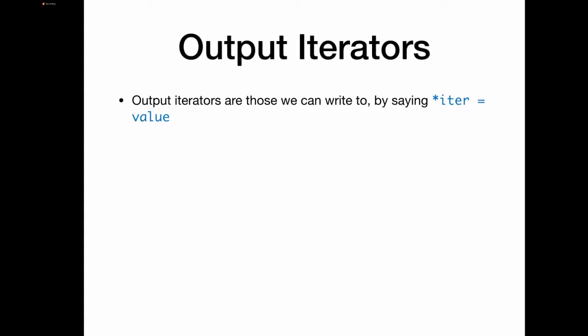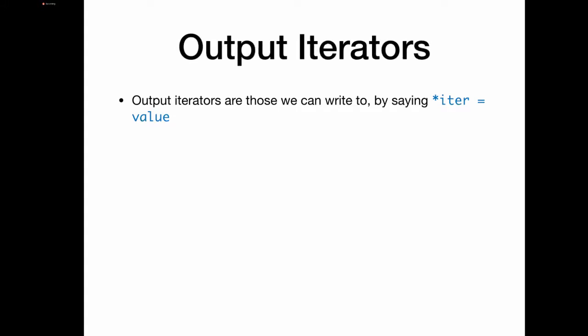Output iterators are very similar to input. The only difference is that output iterators are ones that we can't necessarily read from. We're only sure we can write to them. We do that by saying star iter equals value, so we dereference it. With output iterators, the dereference goes on the left-hand side. When we're reading, it goes on the right-hand side.